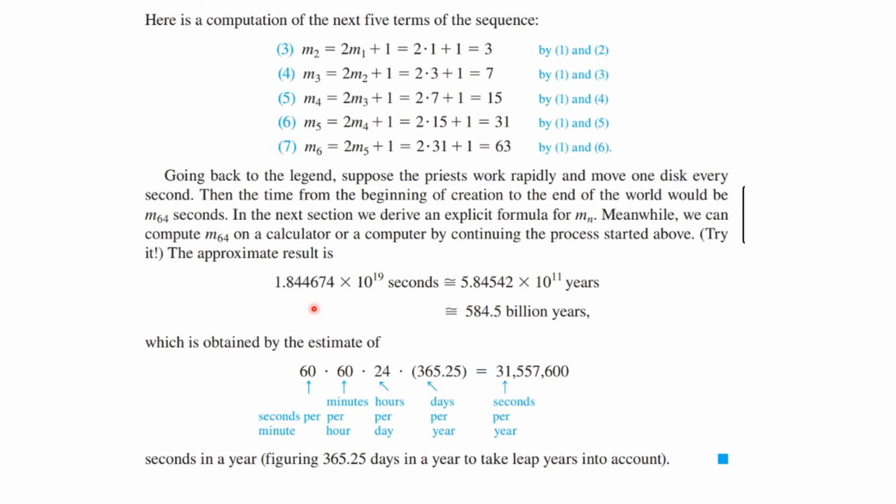But the approximate result is this many seconds, which is this many years, which is this many billion years. We're talking about 60 seconds per minute, 60 minutes per hour, hours per day, and this is the number of days including leap years in a year, so that's the seconds in a year. Kind of cool and a very big number.